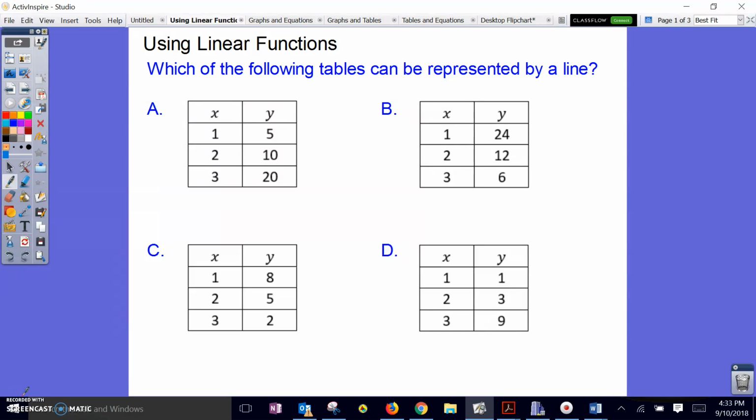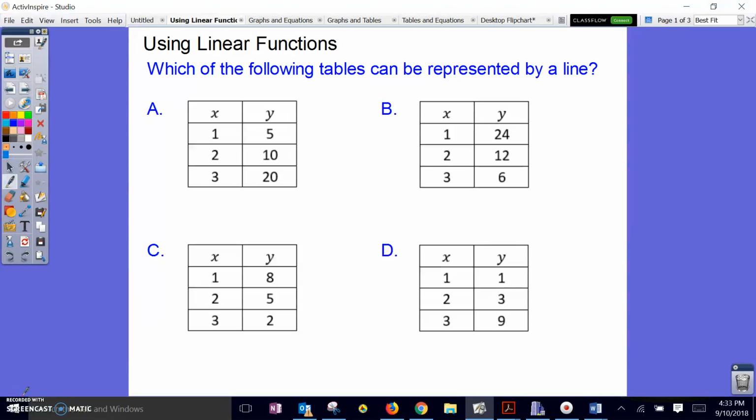Alright, welcome back everybody. In this video we're going to look at ways that we can use linear functions in various forms and just kind of answer some questions related to linear functions. And here we go. Let's look at this first example.